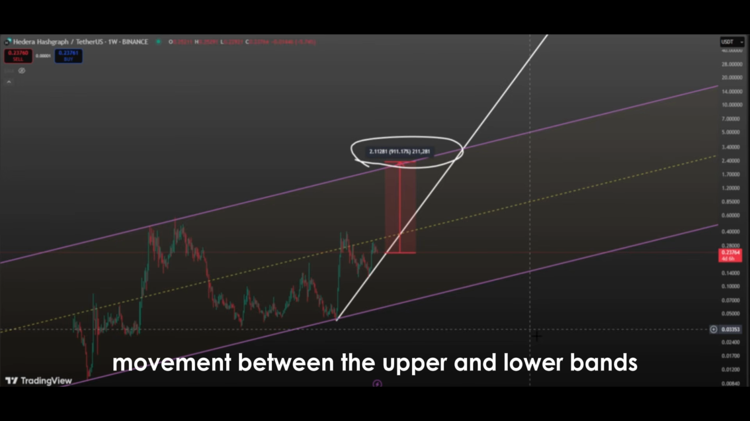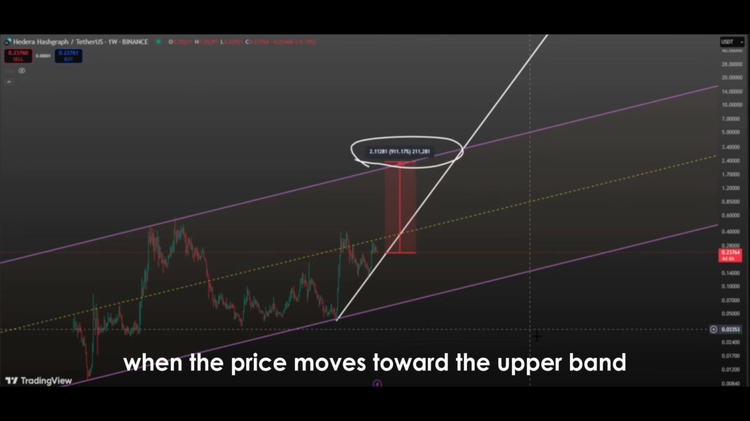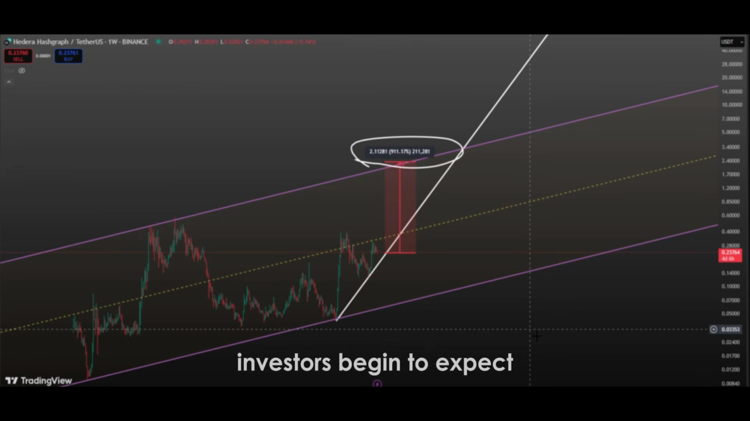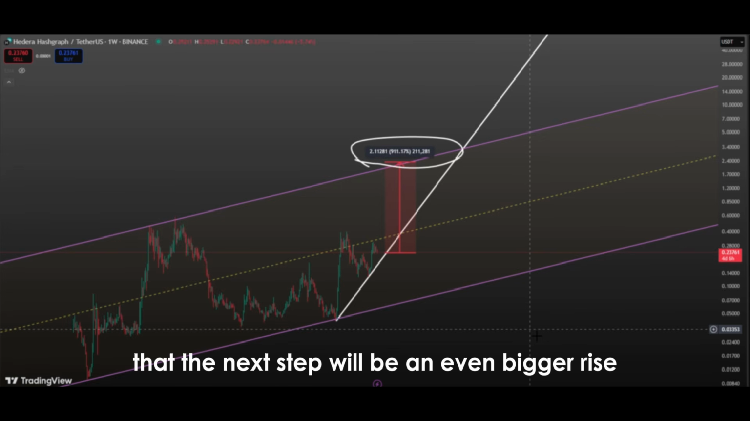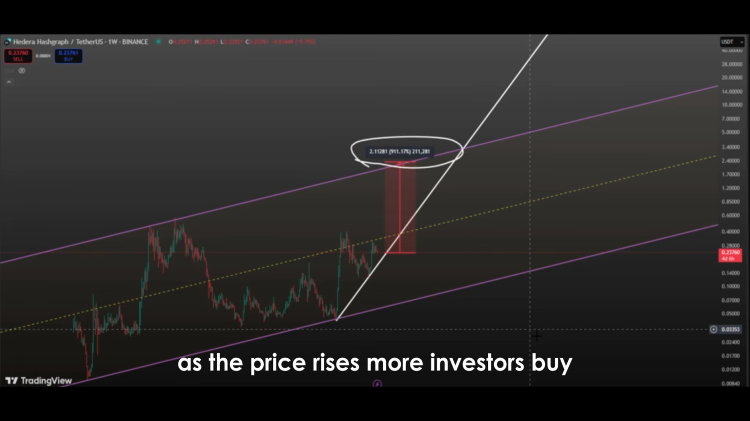Regular price movement between the upper and lower bands provides investors with substantial predictability. When the price moves toward the upper band, this predictability becomes even clearer. Investors begin to expect that the next step will be an even bigger rise. This expectation creates a self-reinforcing market effect. As investors buy, the price rises. As the price rises, more investors buy. In such a cycle, a 9–10% price increase is not surprising.